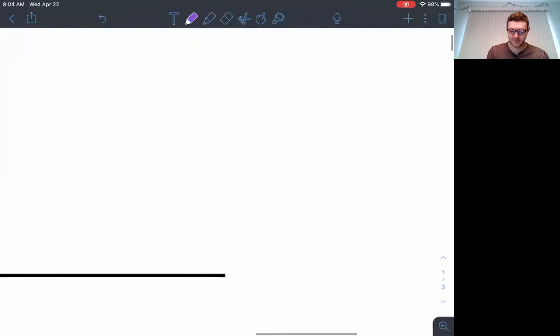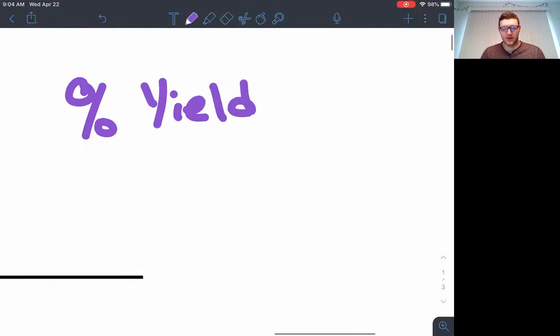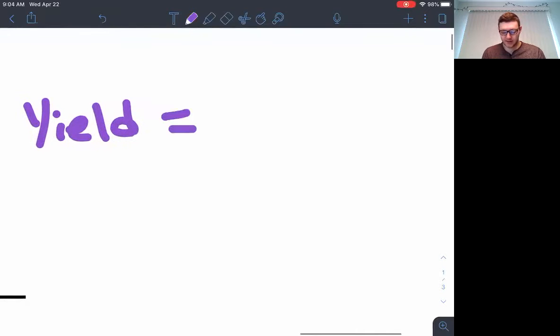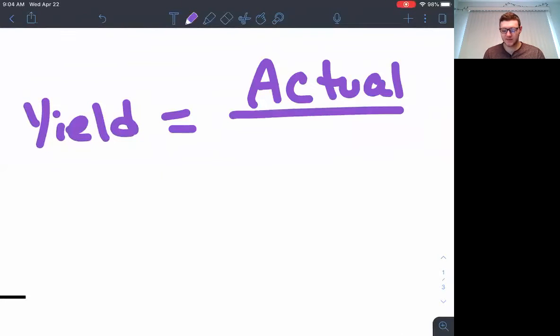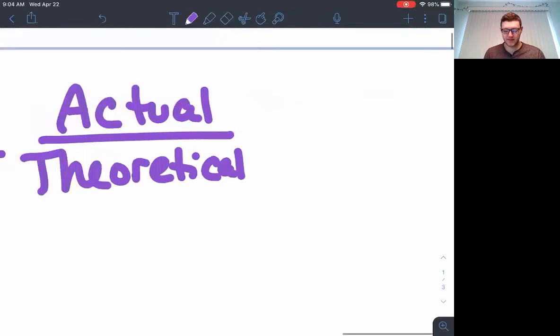So I'm going to write it right here. Our percent yield, I'm going to use the percent symbol. Our percent yield formula is the actual yield divided by our theoretical yield, and then we multiply that by 100 because it's a percent.